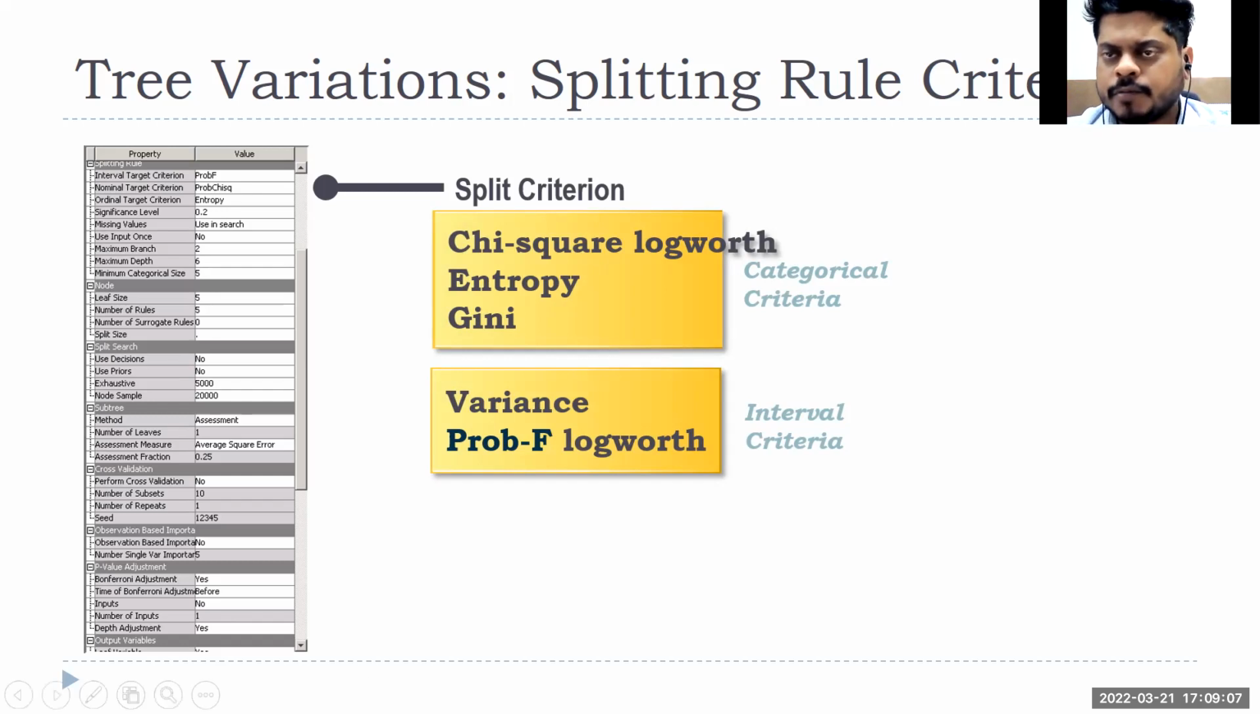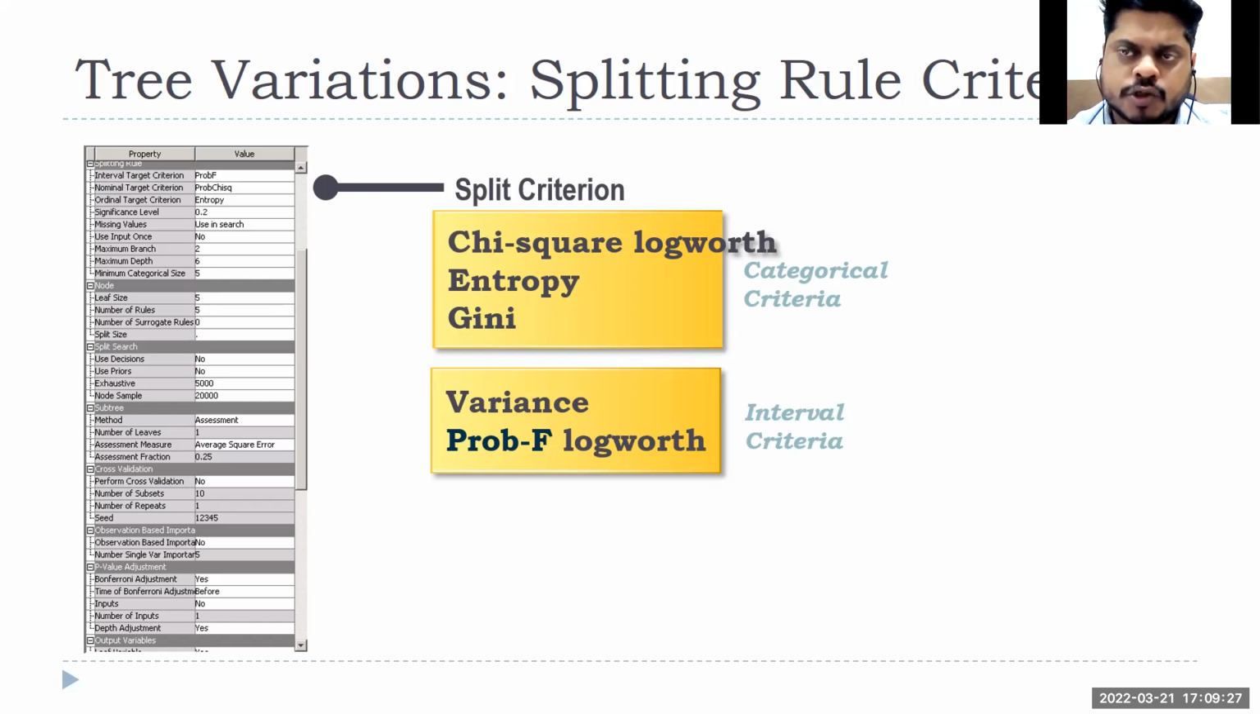If it is a categorical variable, we use chi-square, Logworth, entropy, and Gini. If it is an interval criteria, continuous data, we use variance. Interval means continuous data, right? Variance means the average distance, the average difference from the mean. Or we use probability F Logworth.